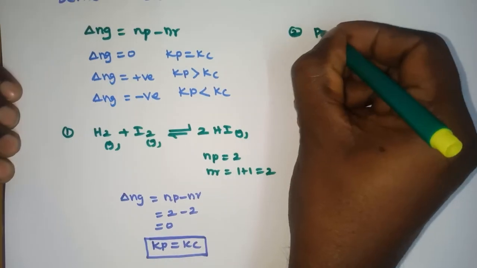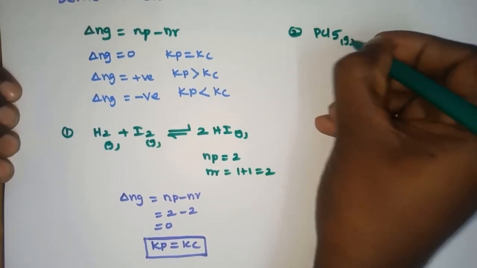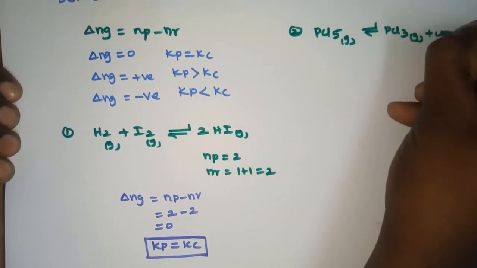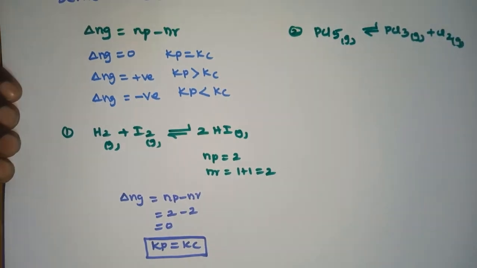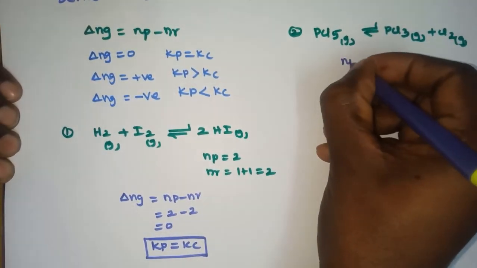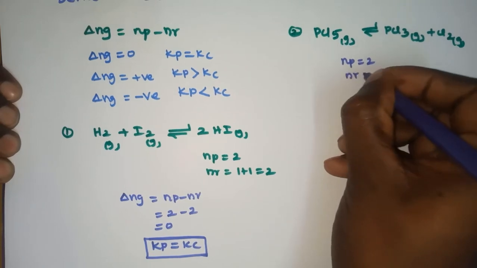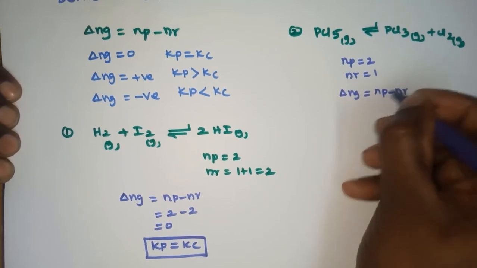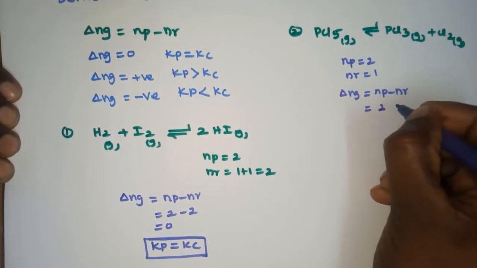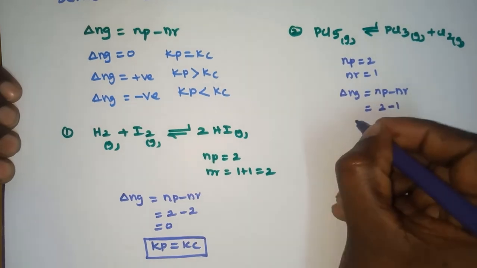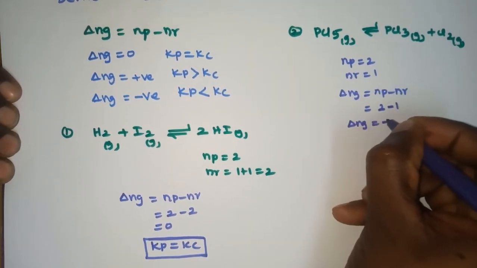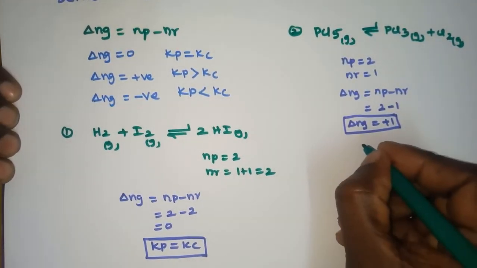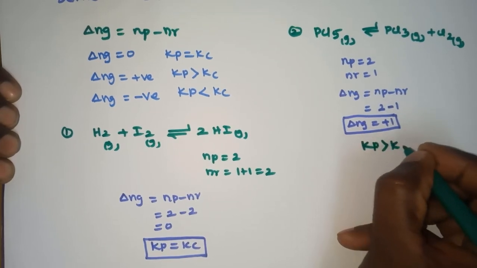Second example, phosphorus pentachloride decomposes into phosphorus trichloride and chlorine. In this equation, Np equal to 2, Nr equal to 1. So delta Ng equal to Np minus Nr, 2 minus 1. So delta Ng value equal to plus 1. So the relationship between Kp and Kc for this equation is Kp is greater than Kc.